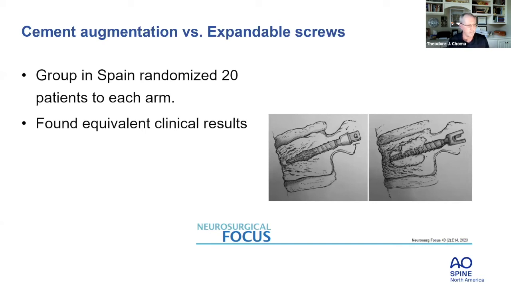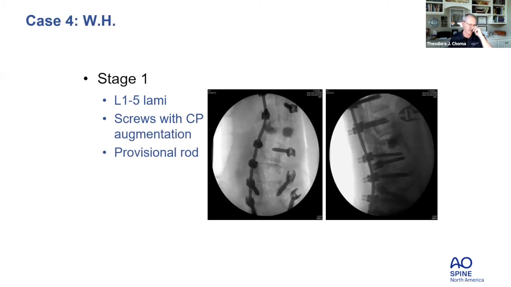But back to my patient, this was several years ago, and in the US, we didn't have fenestrated screws available. None had been cleared through the FDA. We didn't have expandable screws available. And so what we had were solid screws. And so the plan that I came up with was to do my wide and long laminectomies, decompressions, and to place each of the screws with cement augmentation.